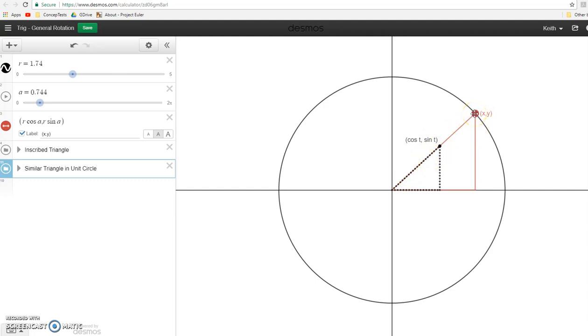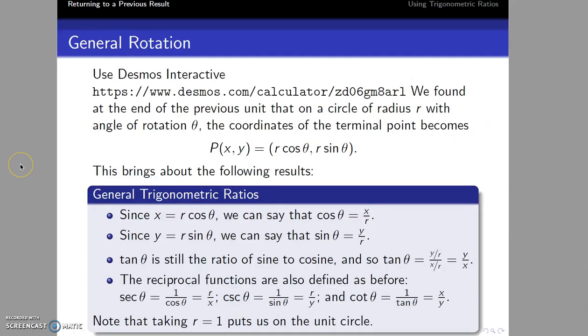But in doing so, similar triangles means, to go from here to here, I have to multiply this distance by r. So this went from cosine t to r cosine t. This height, which is now r times sine t, is exactly that, r sine t. So we were able to end last unit recognizing that for a general circle of general radius r with general angle of rotation theta, our terminal point is now r cosine theta, r sine theta.